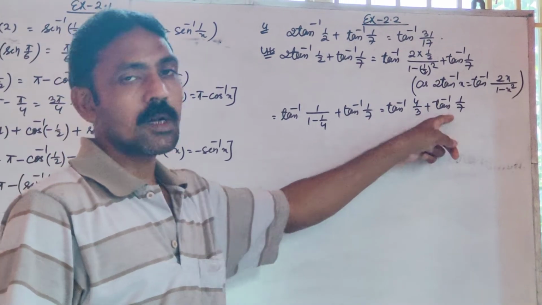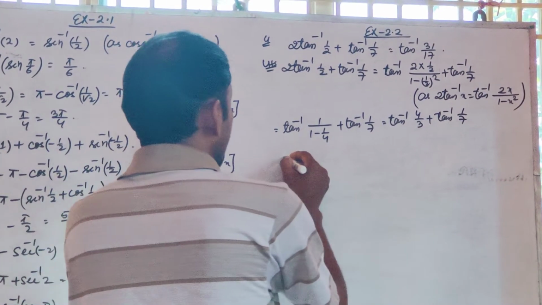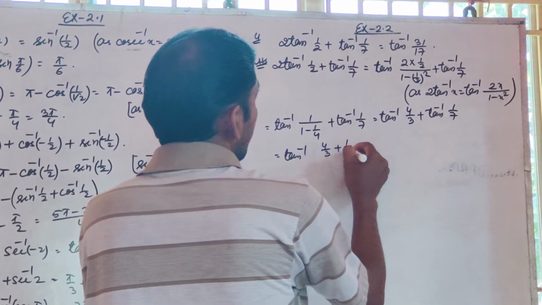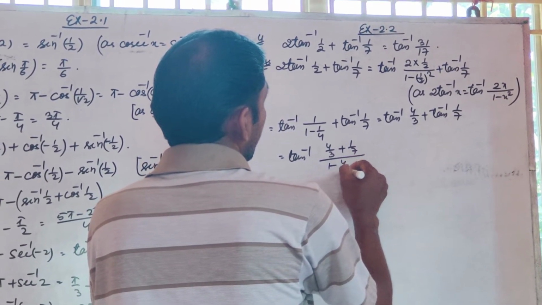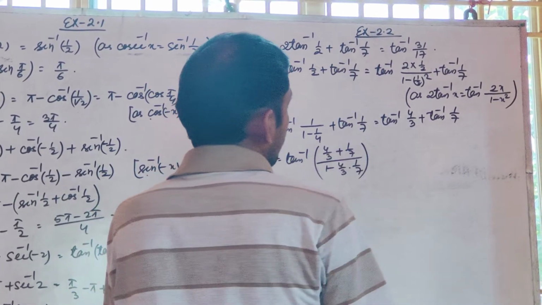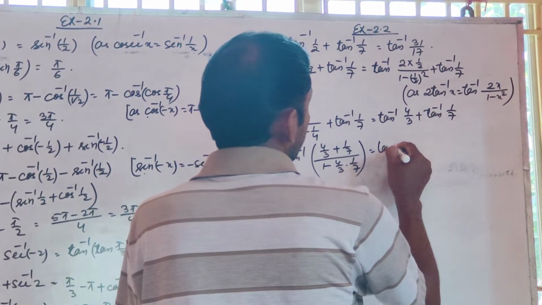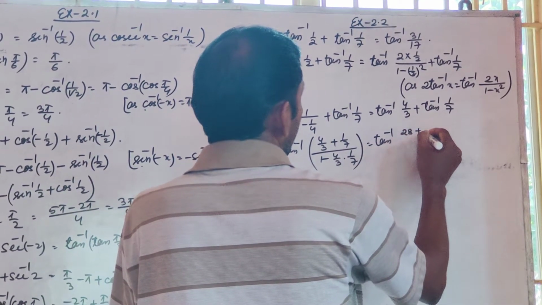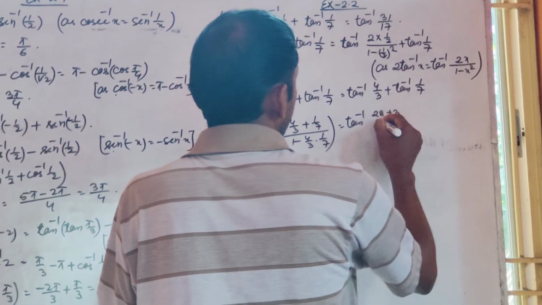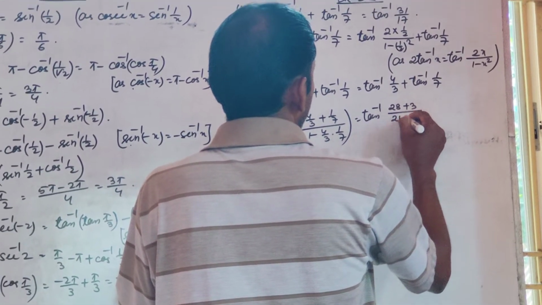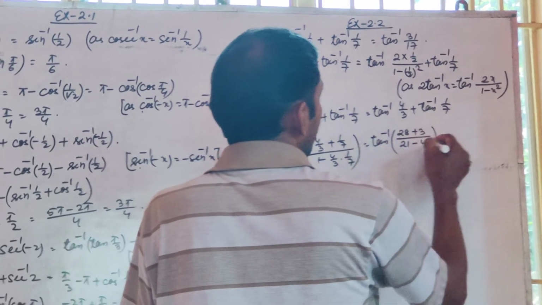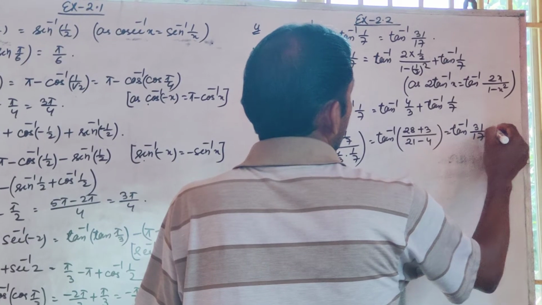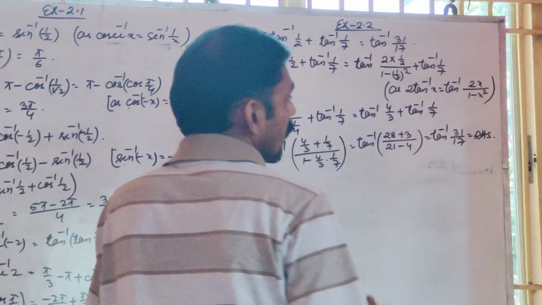Now it is in the form of tan inverse x plus tan inverse y. The formula is tan inverse of x plus y by 1 minus xy. So this is tan inverse of 28 plus 3 by 21 minus 4. So this equals tan inverse 31 by 17, which is your RHS.